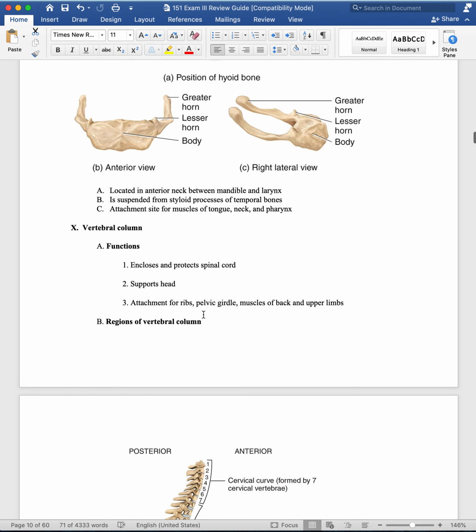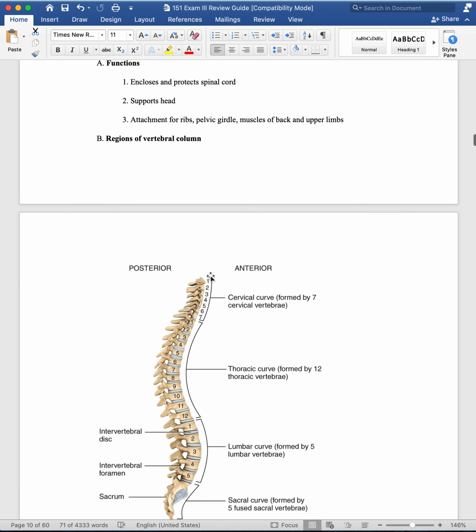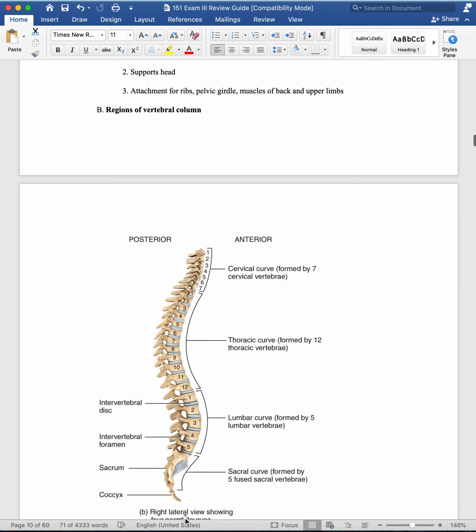All right, so next we're going to talk about the vertebral column. We're going to start moving down the vertebral column, starting with the cervical curve. The cervical curve is going to be just inferior to the skull. We have 7 cervical vertebrae. Then we have the thoracic curve here, which is going to form the 12 thoracic vertebrae. Then the lumbar curve, the sacral curve, and the coccyx.